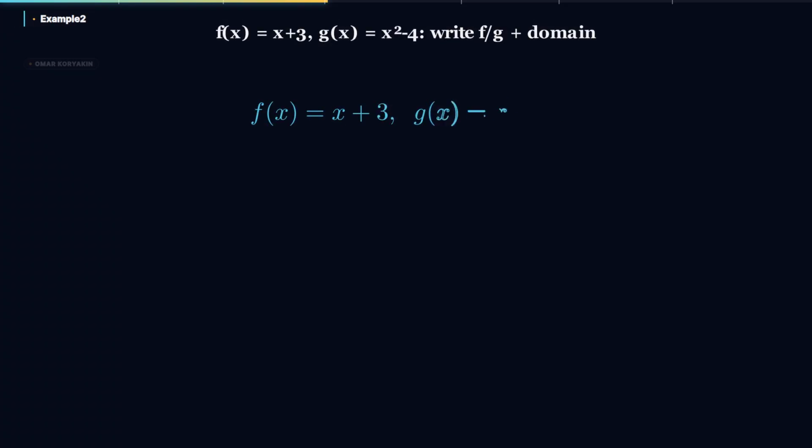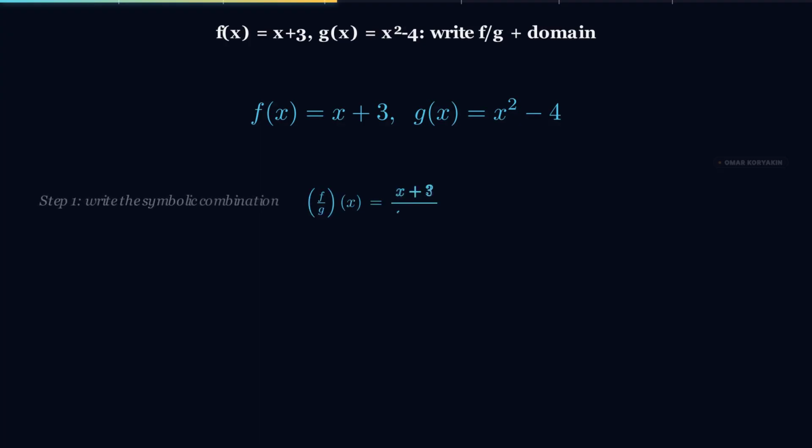Here is the second worked example. Given f of x equals x plus 3 and g of x equals x squared minus 4, write the symbolic rule for f divided by g and identify the domain of this combination. Step 1. Write the symbolic rule: f divided by g of x equals f of x over g of x equals x plus 3 over x squared minus 4. The numerator is f's rule and the denominator is g's rule.